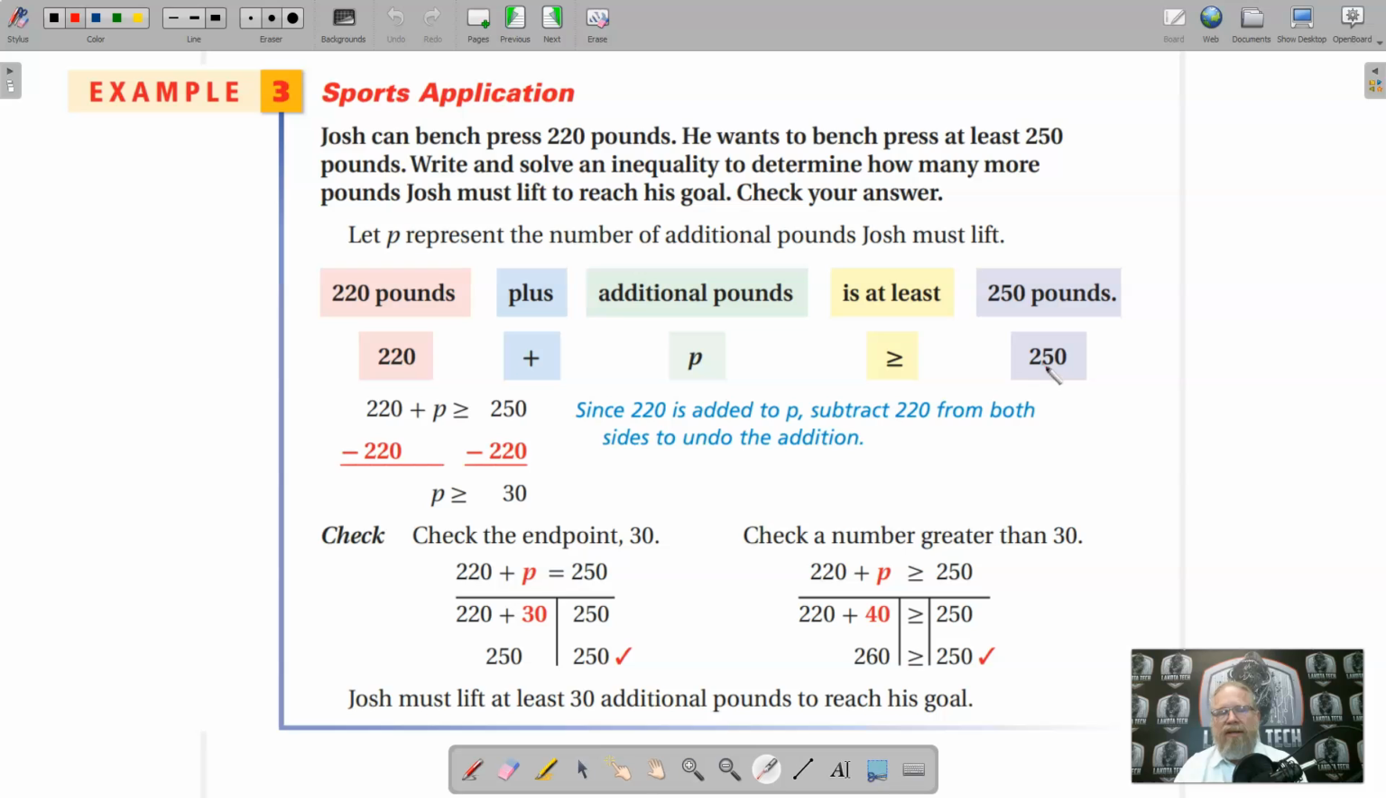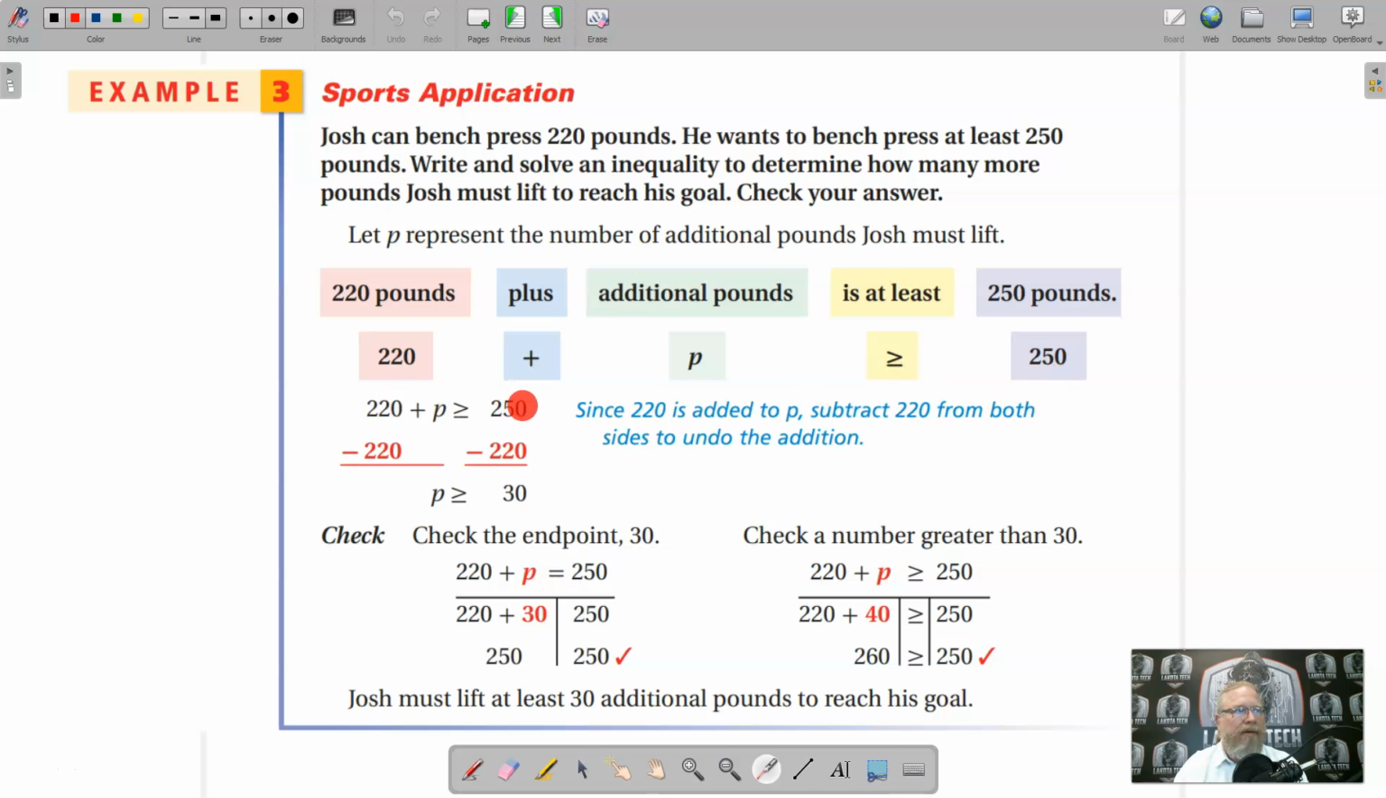So on the right, we have the 250 pounds because Josh wants to get to the point that he can bench more than or equal to 250 pounds. So let's go ahead and write this statement into a mathematical sentence. 220 pounds we'll represent with 220. Plus is addition. Additional pounds we're representing with P. Is at least would be greater than or equal to. And then 250 pounds we're going to represent with the value of 250. So we end up with 220 plus P is greater than or equal to 250.